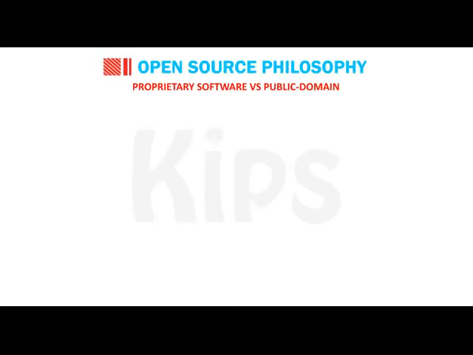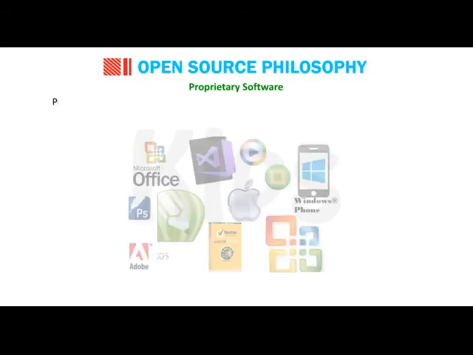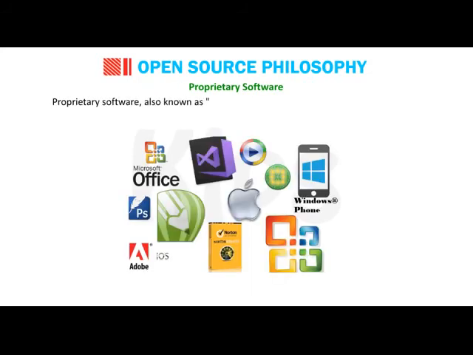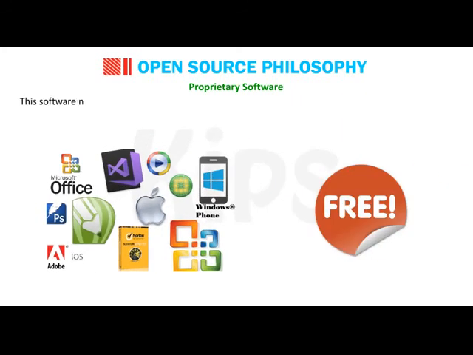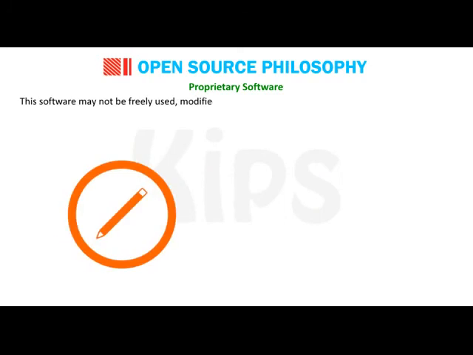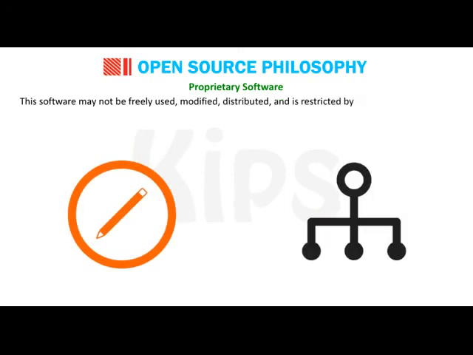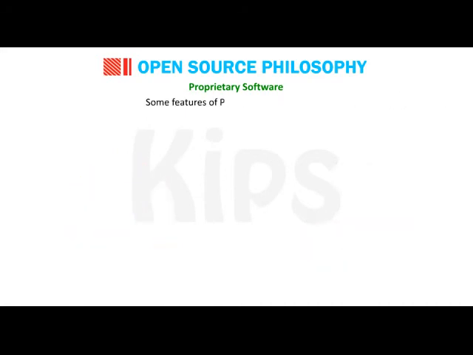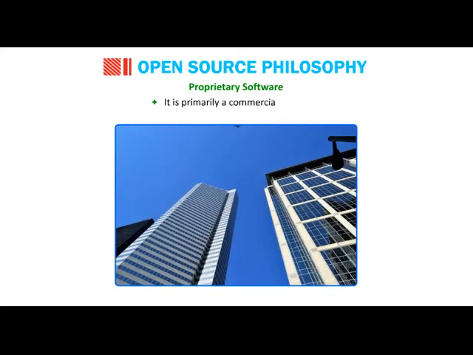Proprietary software versus public domain. Proprietary software, also known as closed source software, is copyrighted software. This software may not be freely used, modified, or distributed, and is restricted by conditions predefined by its publisher, vendor, or developer. Some features of proprietary software are: it is primarily a commercial software.